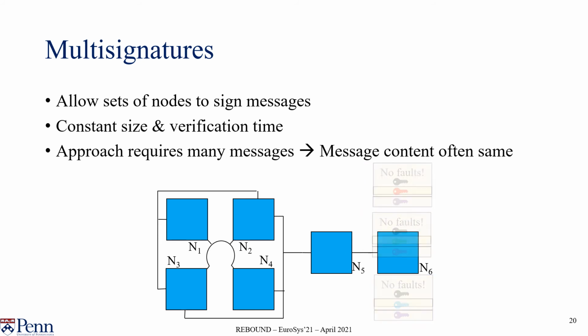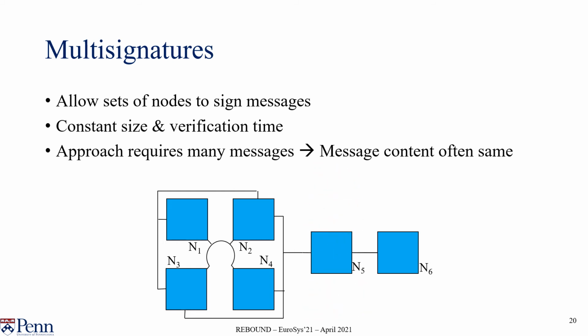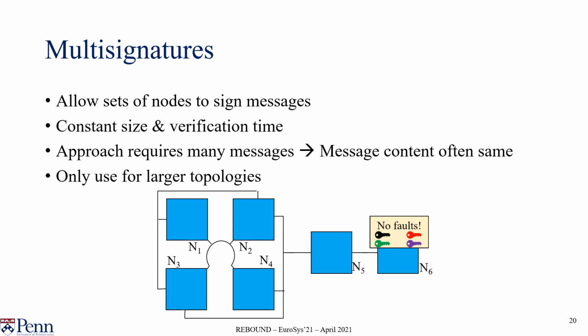If instead we were to use a multi-signature approach, we could have taken these 3 messages with identical content and generated a single message using multi-signatures, which has all 4 keys represented, and then forwarded the single message instead of 3 messages. This is particularly useful in large topologies.